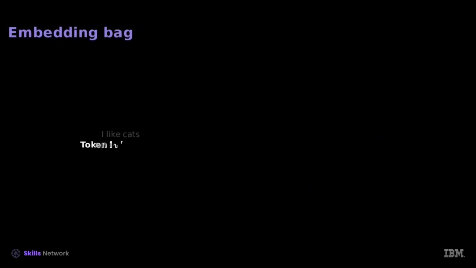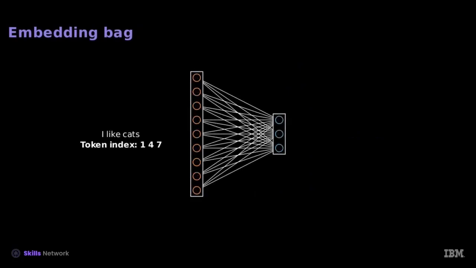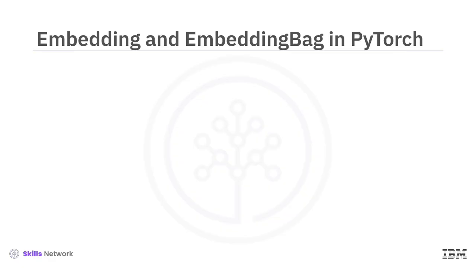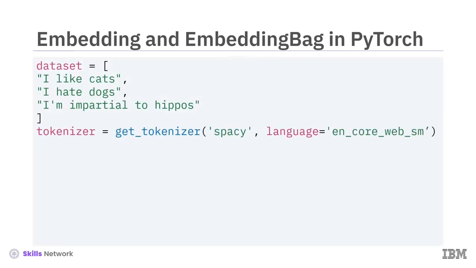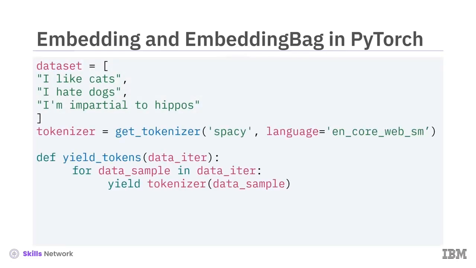Instead of doing this, you can use an embedding bag layer. The input is simply the indexes for each token, and the output is the sum of word embeddings. Let's now look at how to use embeddings and embedding bag in PyTorch. First, you need the tokens. Initialize the tokenizer, iterator from the dataset, and vocabulary.